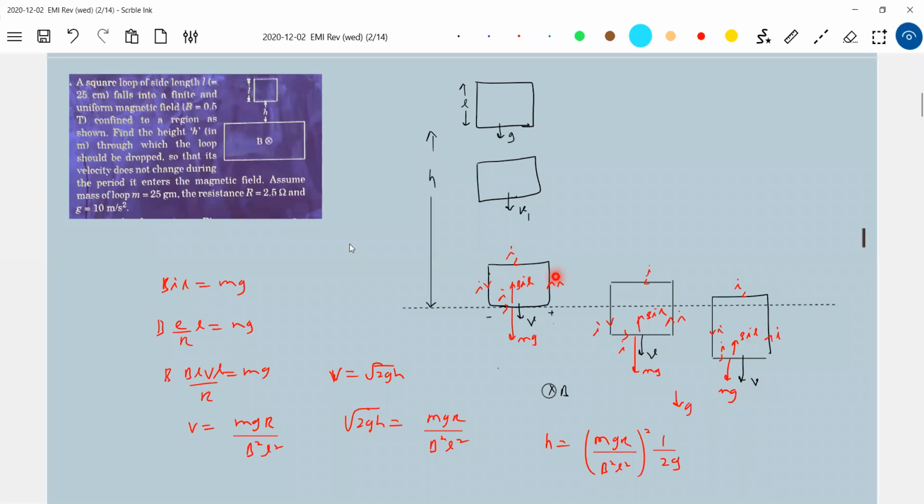Okay, I know the resistor, I squared R. But who will supply that energy? Gravitational potential energy. Yes, the decrease in gravitational potential energy is equal to heat generated. That's the only idea here. The decrease in gravitational potential will be converted into increase in thermal heat generated in the loop.